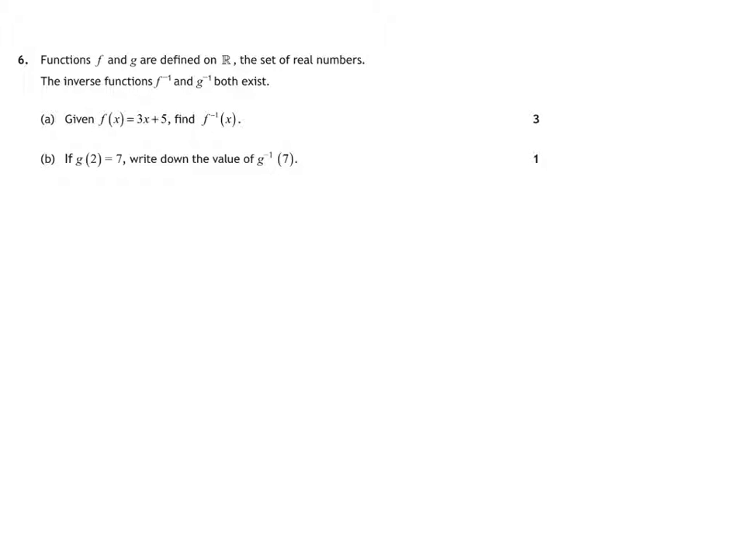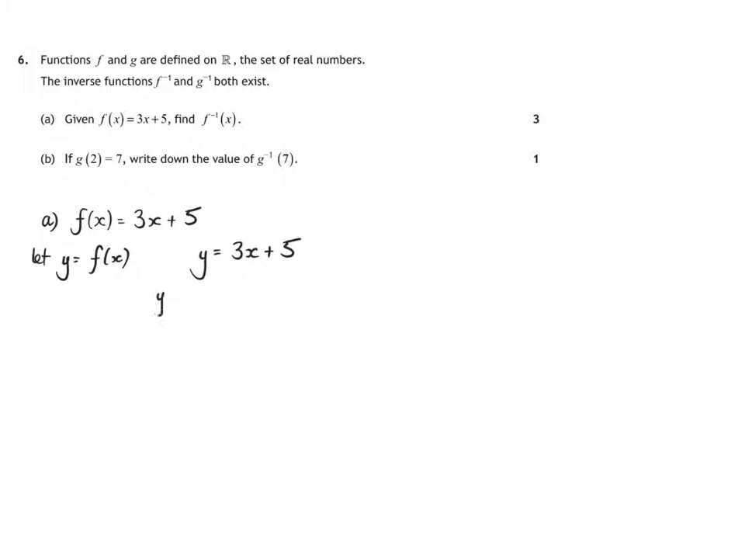Okay, so we've got the functions f and g are defined on the set of real numbers. The inverse functions f to the minus 1 and g to the minus 1 both exist. For part A, given f of x, we need to find f to the minus 1 of x. So we have f of x is equal to 3x plus 5. To find the inverse, we let y equal f of x. So therefore y equals 3x plus 5. And we're going to rearrange so that we get x, which is going to give us our f to the minus 1 of x.